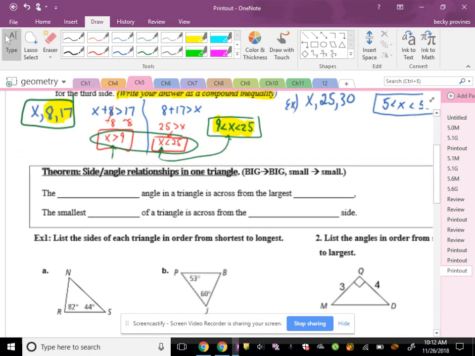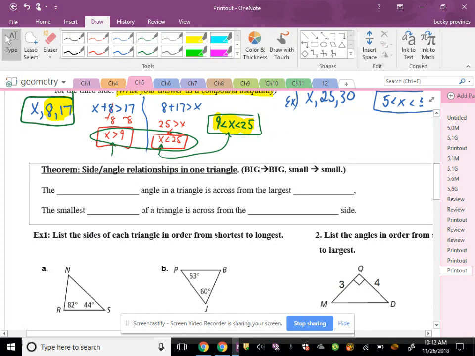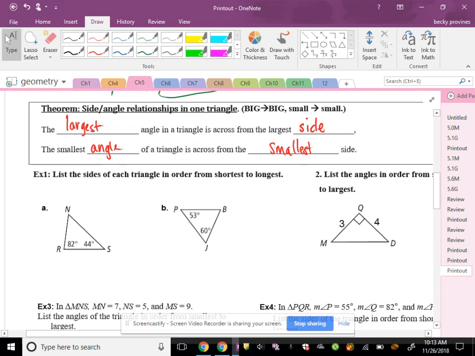Okay, moving on, we have the side angle relationships, big, big, small, small. So the largest angle of a triangle is across from the largest side. And the smallest angle of a triangle is across from the smallest side. Okay, so again, this is pretty easy. Big side across is big angle. Small side across is small angle. And it works both ways.